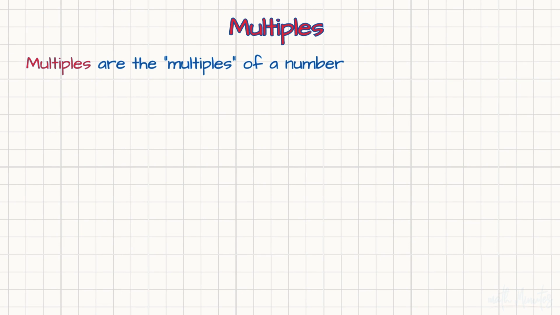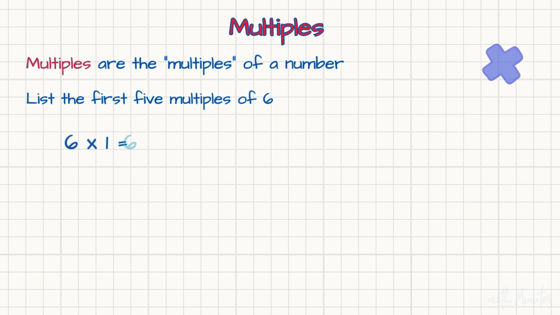Let's look further into multiples. Multiples can be understood as the multiples of a number. To find the multiples of a given number, we simply multiply that number by any whole number. Let's take an exercise question and list the first 5 multiples of 6. To find its multiples, we can start by multiplying it by the first 5 whole numbers.